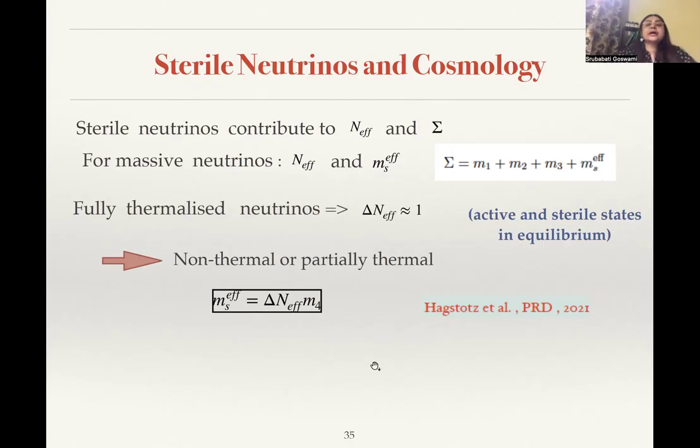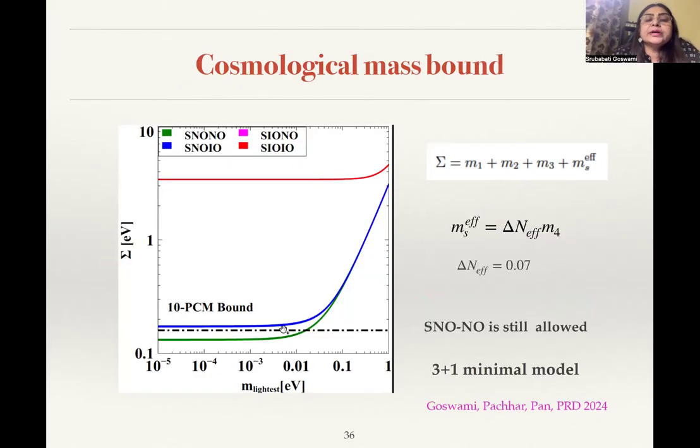So what we studied was whether the sum of neutrino masses in all the different spectra is consistent with cosmology or not. What we found was that only the model in which we have normal ordering and the sterile neutrino above is allowed. This is the green line, which is allowed from the 10 parameter model that we have considered. All others are ruled out. The scenarios where the sterile neutrino is the lightest are ruled out very significantly. The scenario with IO is also sort of disfavored. So NO with 3+1 is the minimal model.